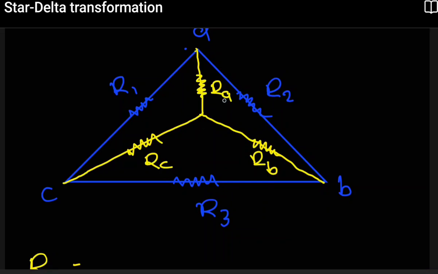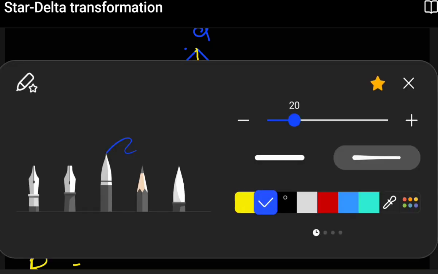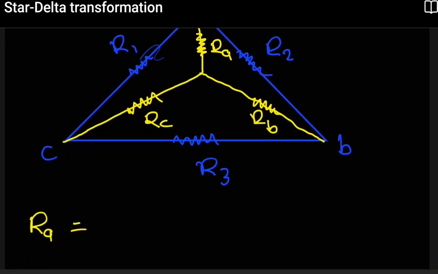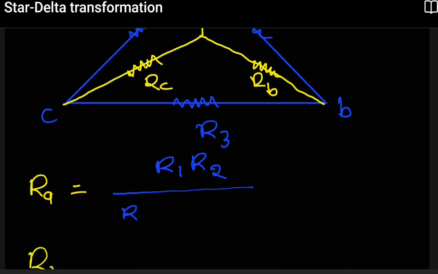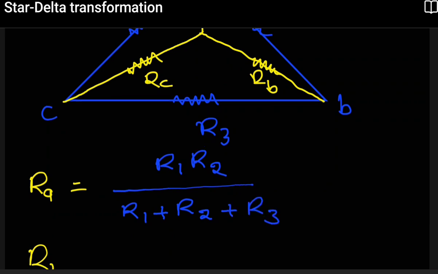If you want to find RA, notice that RA is between R1 and R2. So to find RA, we multiply the two resistors it is in between. We multiply R1 and R2, then divide by the sum of all the resistors that make up the delta, which is R1 plus R2 plus R3. This is what gives us RA.